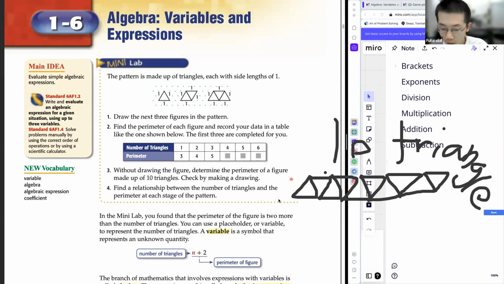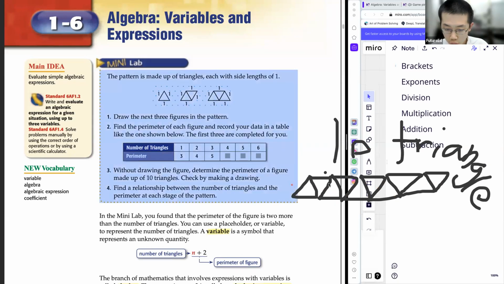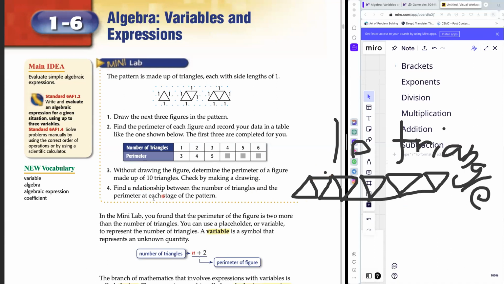Okay, thank you, Ryan. I'm pretty sure this is 10 triangles, 5 triangles on the bottom, 5 triangles at the top. And we have 1, 2, 3, 4, 5, 6, 7, 8, 9, 10, 11, 12. So it does seem like we have a perimeter of 12 for a 10 triangle figure. Do I have any volunteers who would like to tell me the relationship?